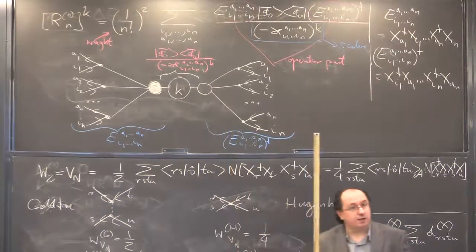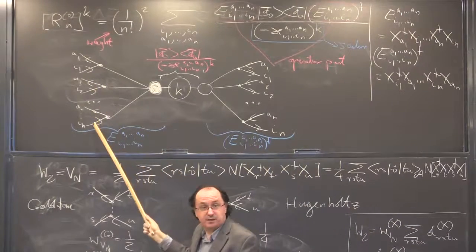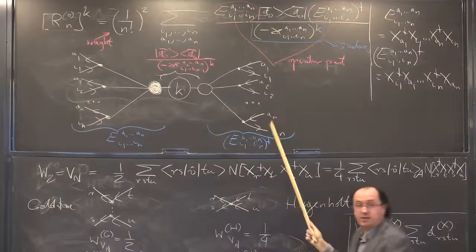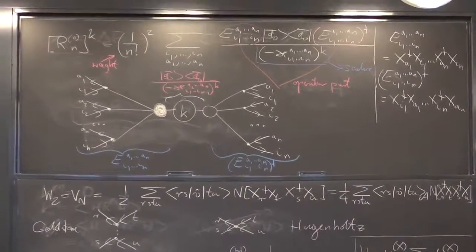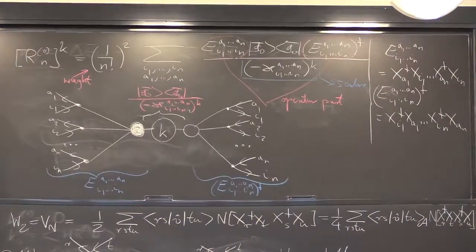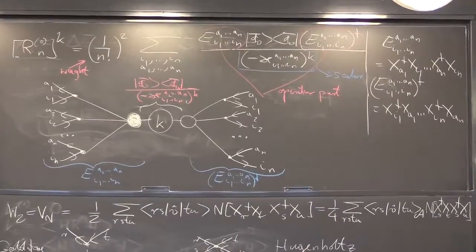What about n factorial? Well, we are fine here too. You see, I have n equivalent open paths. I can permute them in n factorial ways. I have n equivalent open paths here. That's another n factorial. So altogether, the weight of this diagram is 1 over n factorial squared. You see that? So it's a fine representation. We may argue whether we like it or not, but it's a fine representation.